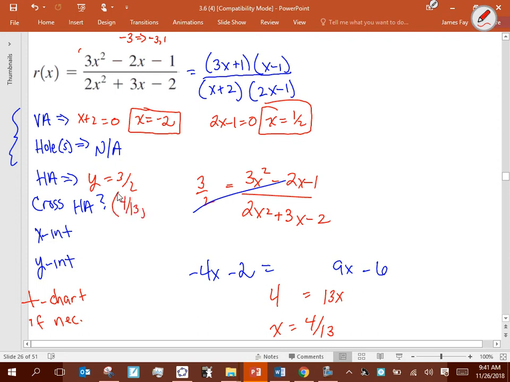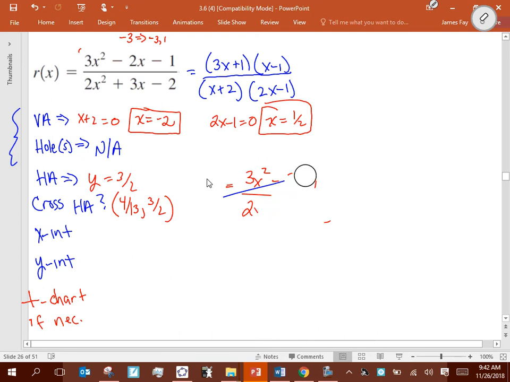If I'm crossing, because I want the point of crossing, point of intersection. If x is 4/13, what's y if I'm crossing the horizontal asymptote? 3x. All right. So that's the work that we're going to use every single time to check if we cross the horizontal asymptote. Okay. Now, like I said, we got down to where we can solve for x, right?